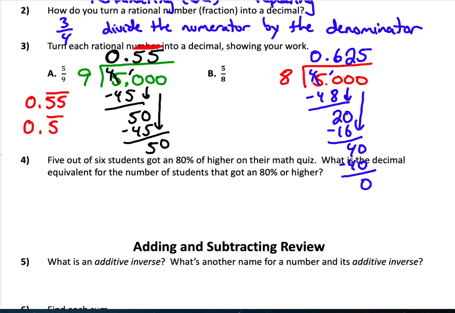So when my dividing leaves me with 0 left over, and there's no more numbers I need to bring down, I could bring down some more zeros, but that's not going to really do anything for my answer. I know I'm done, and I got an answer of 0.625. That's a terminating decimal, just like our first one was a repeating decimal.